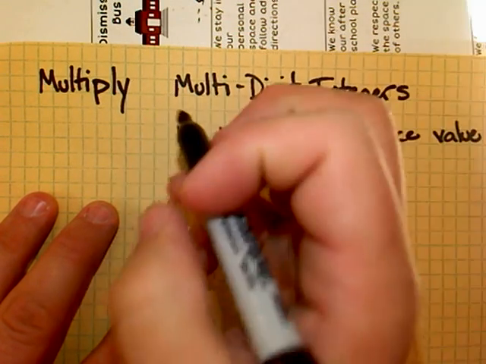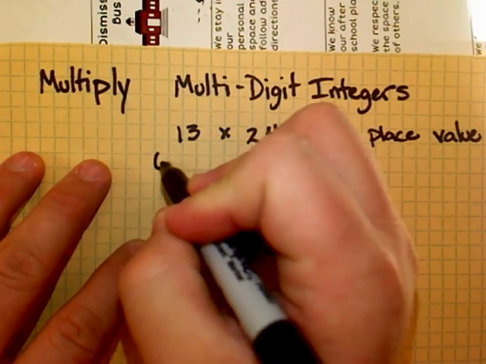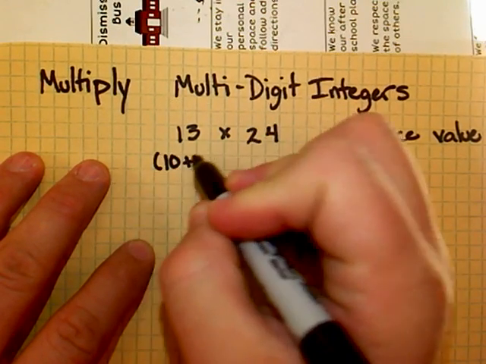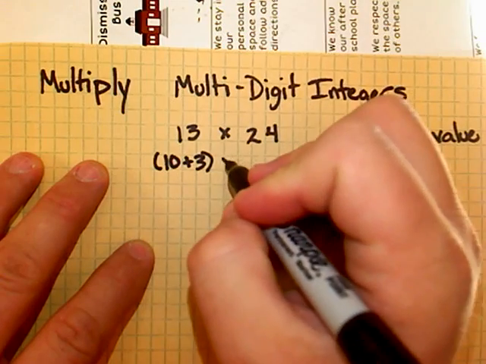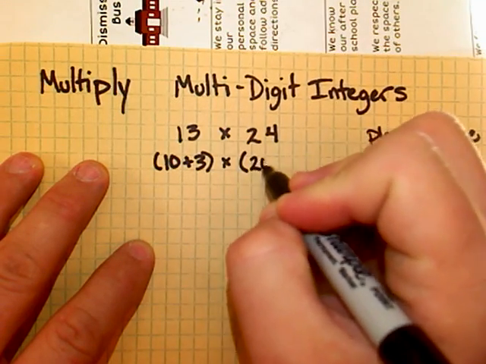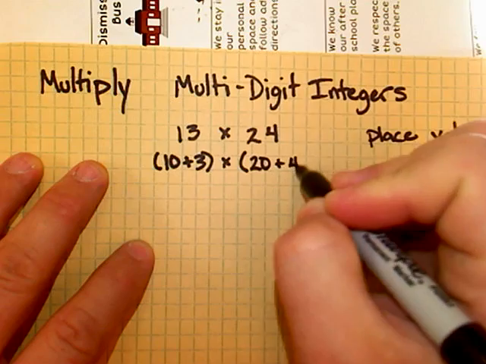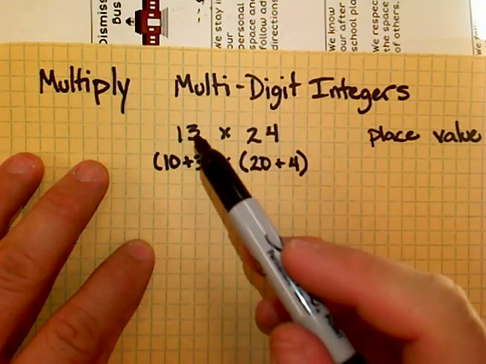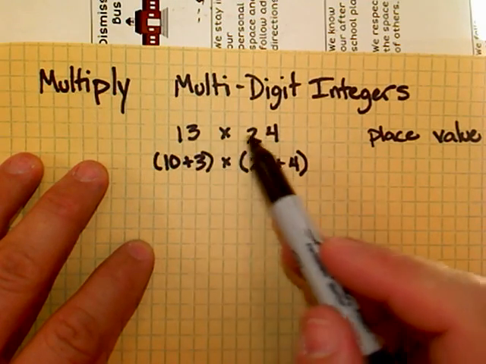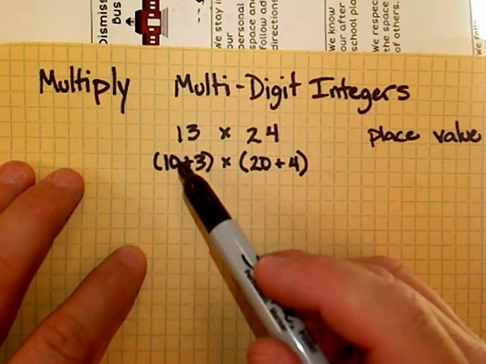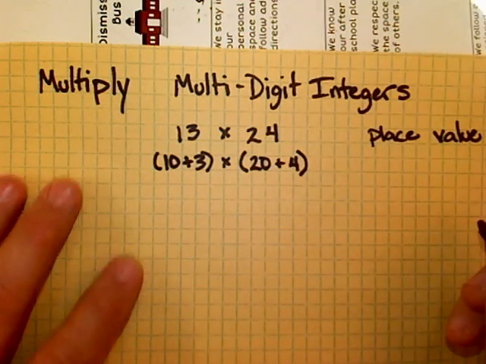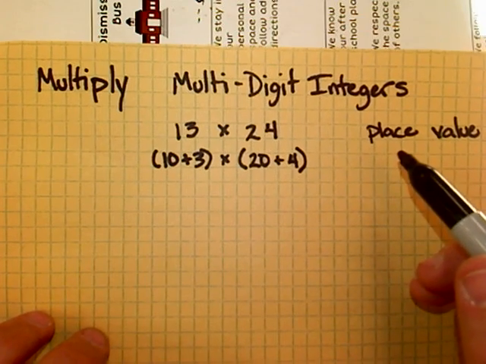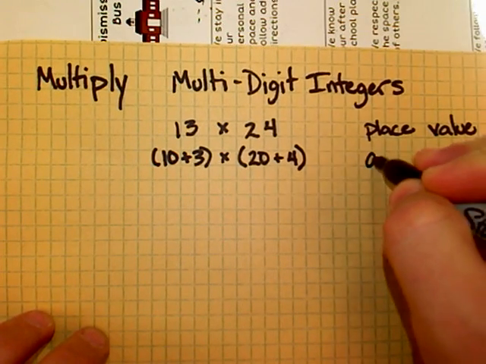Okay? So 13 is now going to be 10 plus 3. We're going to multiply that by 20 plus 4. So we took those two numbers, those two integers, and we broke them up based on place value. We decomposed them. Okay? Now we can do our area model.